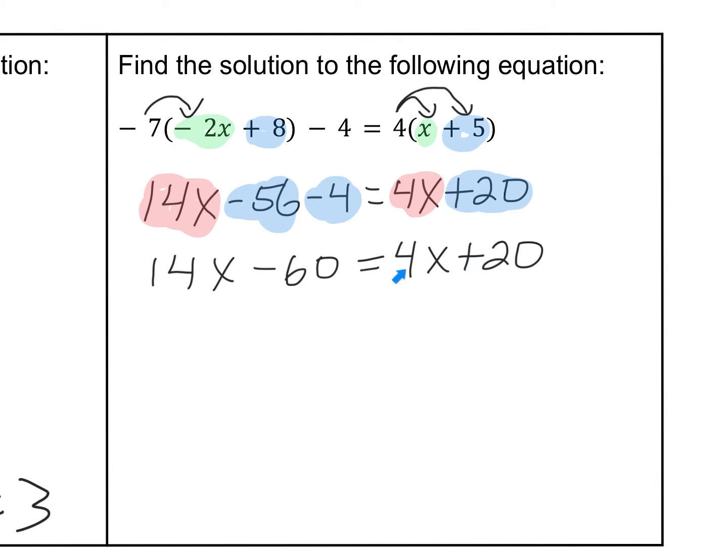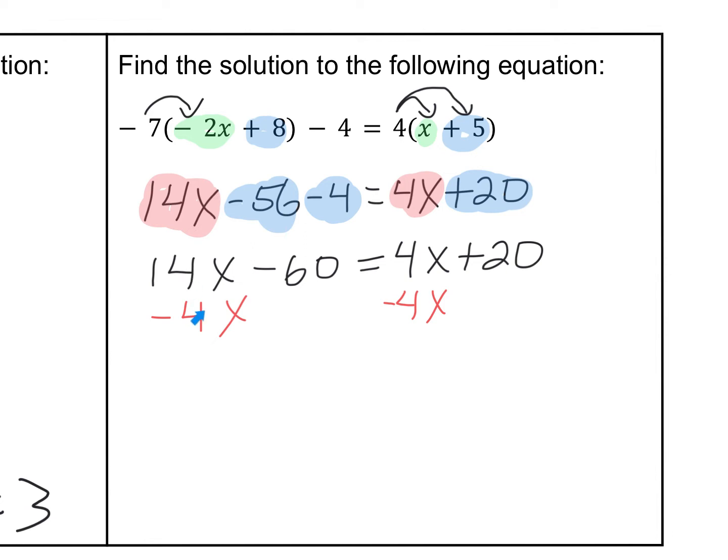Now we're going to get our variable terms together. I typically put them on the left side, okay? So I have a 14x over here. I want to combine it with a 4x. Well, I got to remove the 4x from the right side by using the inverse, which is to subtract 4x. Now, if I subtract 4x from the right side, I have to subtract 4x from the left side, okay?